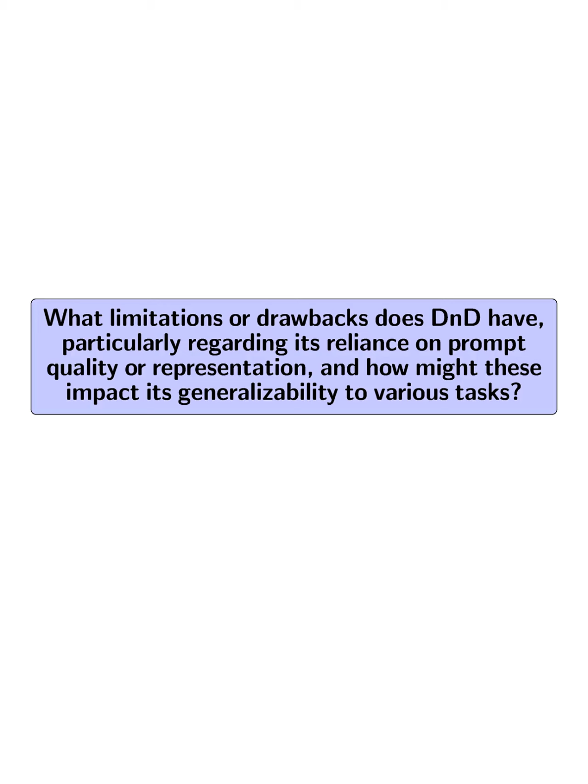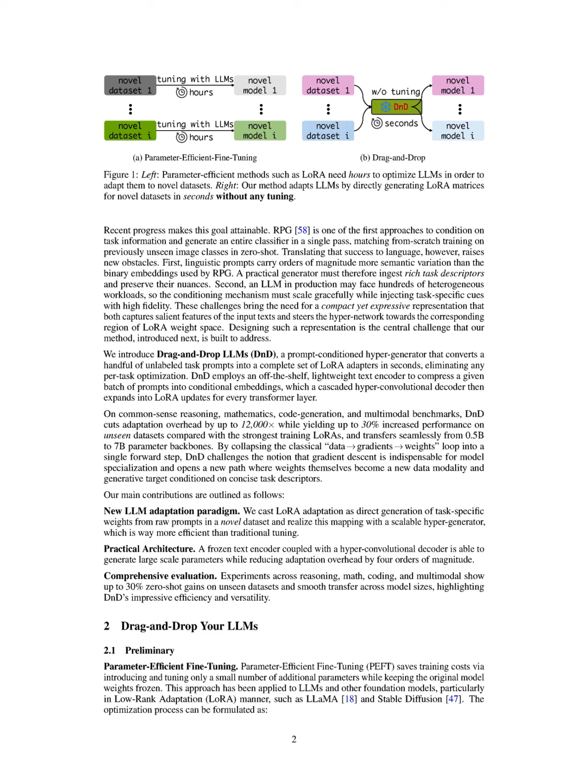What limitations or drawbacks does DND have, particularly regarding its reliance on prompt quality or representation, and how might these impact its generalizability to various tasks? DND's performance is heavily reliant on the quality and representation of the prompts used for generating task-specific parameters. The method requires effective embeddings that capture the nuances of the prompts, which can be challenging given the semantic variation in linguistic inputs compared to simpler binary embeddings.